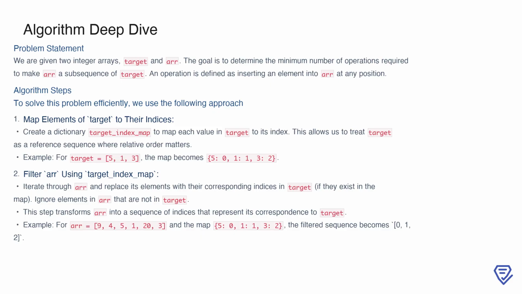Once this map is ready, we then filter ARR by replacing its elements with their corresponding indices from the map, ignoring any elements of ARR that are not in target. For example, if ARR is 9, 4, 5, 1, 2, 3, using our map, we transform it into 0, 1, 2, which represents how its elements align with target.